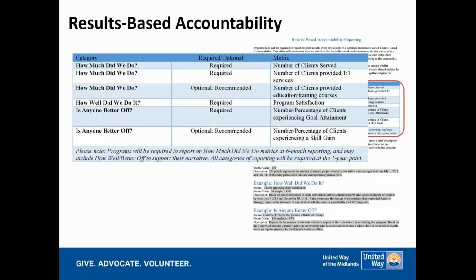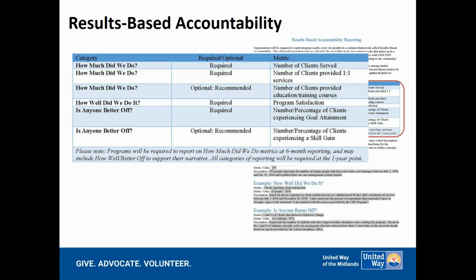Here's a little bit of a zoomed-in view on that, right? So you might see that you have a couple different metrics under how much did we do that are required. And this is just an example. It might not apply to your program, but everybody has to report back on total number of clients served. But you also may be required to report back on clients provided one-on-one services. And then there may be some other optional metrics that are listed there in your grant agreement.